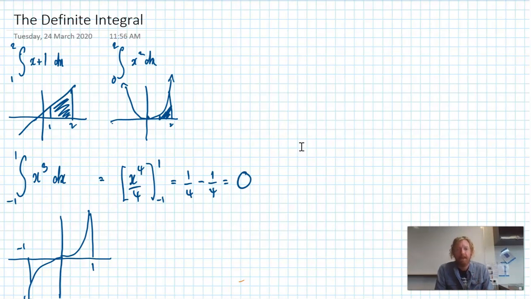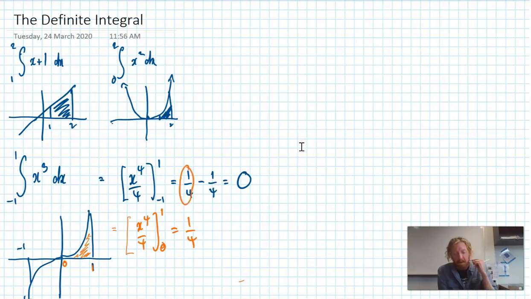Now this is a correct answer. There's nothing wrong with this. It doesn't say find the area. If it were to say find the area, I'm going to have to do that a little bit differently. Let's firstly look at this area here. That would be x to the 4 on 4 from 0 to 1, which equals a quarter. Now I can see that number here.